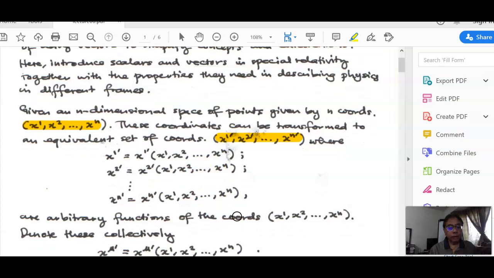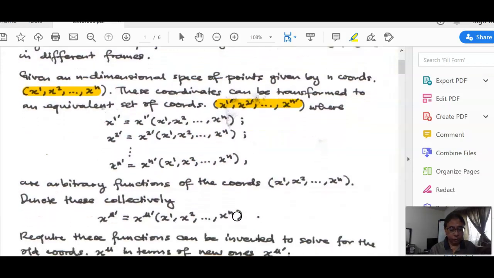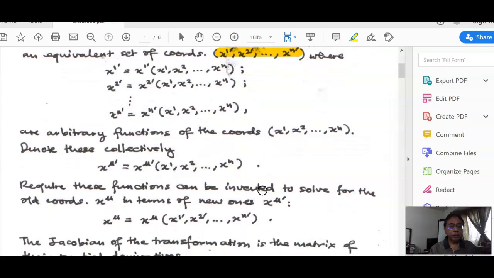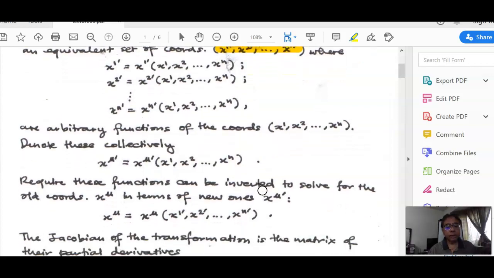Now, we would like to have a shortcut for writing those down. Generally, we will write all these x1 dash and so on by just x mu dash, where mu will run from 1 to n. Essentially this will be functions of the undashed coordinates. Similarly, one would think the other way around. One can express the undashed coordinate system by the dashed coordinate system. In other words, these will be functions of x1 dash until xn dash.